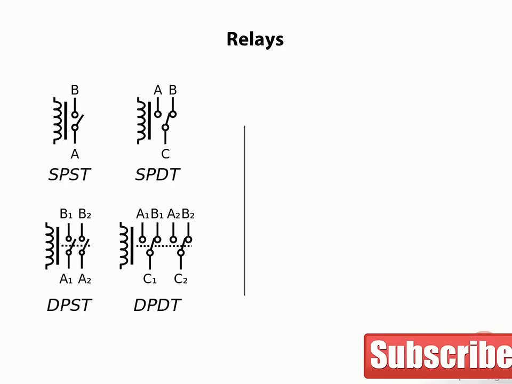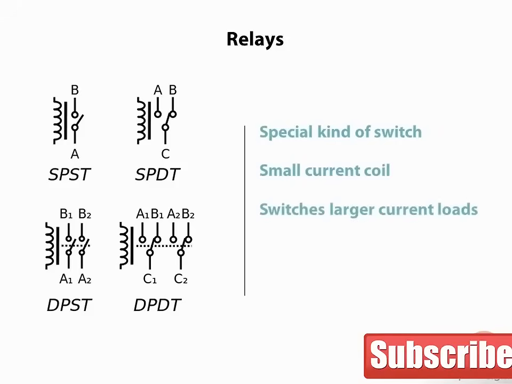While technically not a passive component, electromechanical relays are worth mentioning here because they are a special kind of switch. They have poles and contacts just like the switches we have been looking at, but what is different is that the switches are actuated by a small electromagnetic coil. This allows a very small current needed by the coil to switch larger currents and voltages by means of the switch contacts.